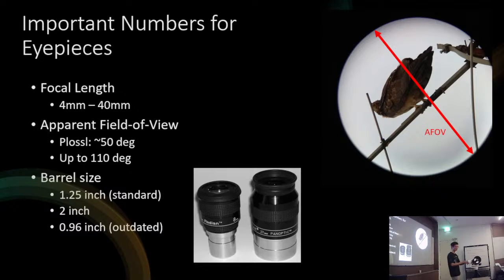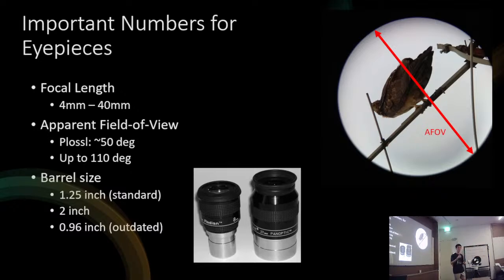Your apparent field of view tells you that when you put your eye towards the eyepiece over here, just how wide the image is going to look from your perspective, right? Your vision is more than 180 degrees. So when you look at the eyepiece, the angle over which you can see the image is narrowed to a certain angle, right?